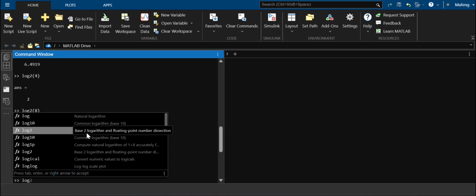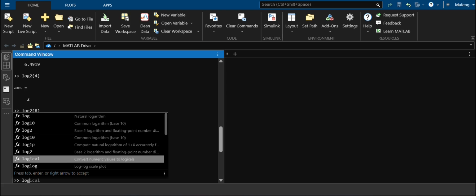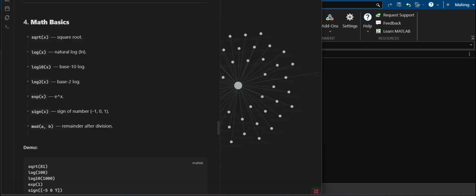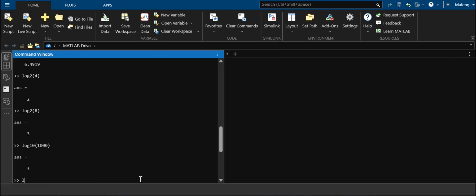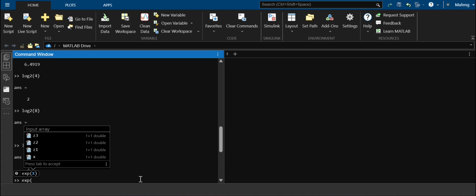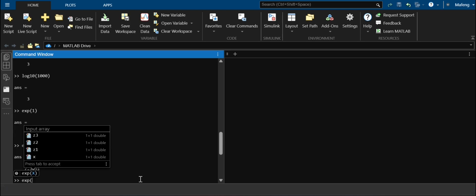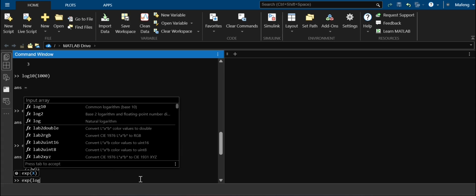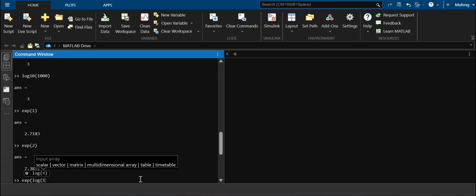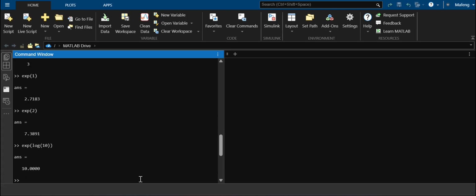Then what's the next one? Exponential. Yep. So exp of 1 gives you 2.7183 and so on. So if you take the exponential of the natural log of a number, it gives you that number back, because exponential and natural log cancel each other out.